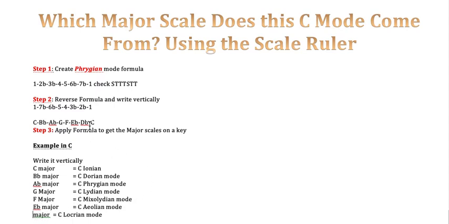And then the D flat major scale has the same notes as the C Locrian mode. Or the C Locrian mode is found in the D flat major scale. These are ways of rephrasing it. The C Ionian mode is found in the C major scale. The C Dorian mode is found in the B flat major scale. The C Phrygian mode is found in the A flat major scale.